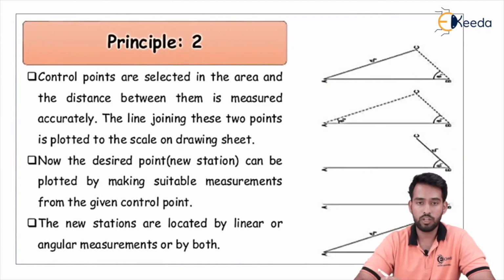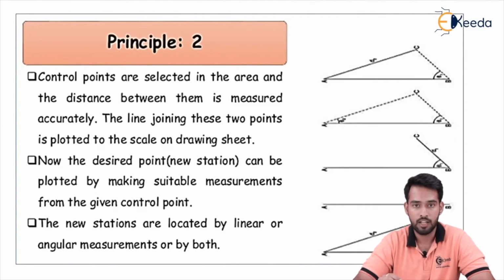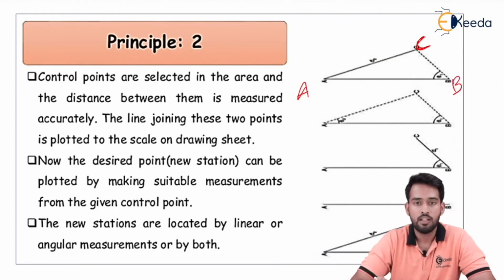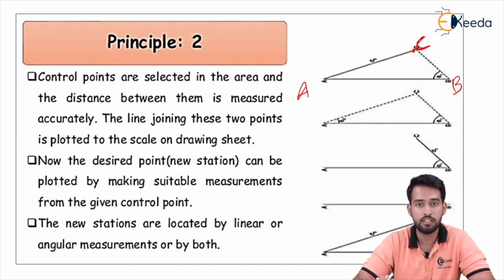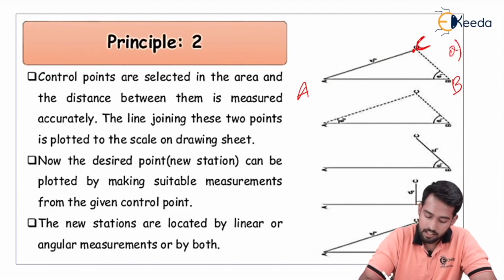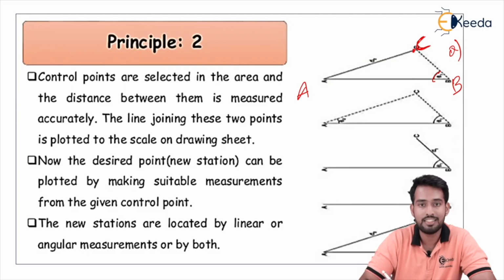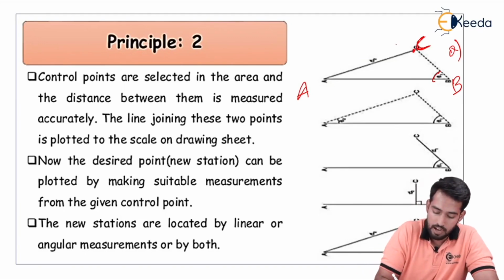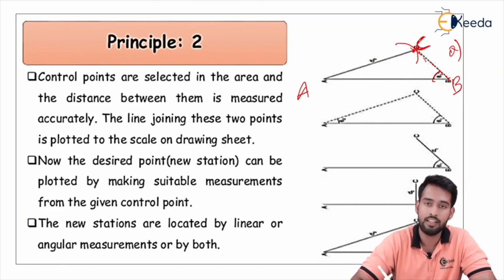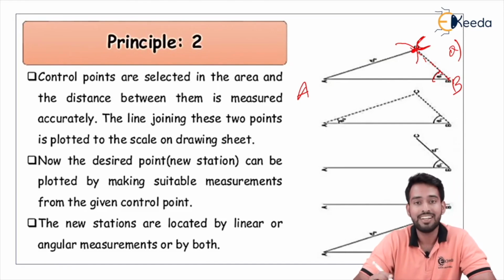The second principle was to locate a single point by using at least two measurements. So how will you do it? Let's see the first figure. We have to plot point C over here, and we have line AB. So for finding out C, we have to use two measurements. Either it can be two linear measurements or two angular measurements or one linear and one angular measurement. So in the first example, we have used a distance AC which is known, and the known angle CBA. By using these two, we simply mark an arc over here and we draw a line of given angle, and wherever the intersection takes place, we'll get point C.